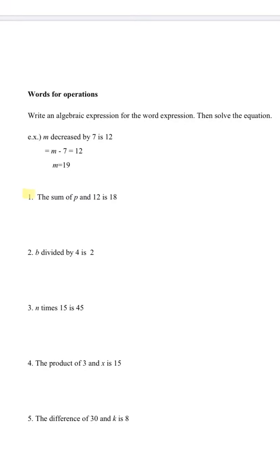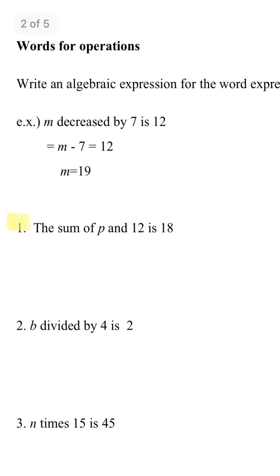page, which this time we're going to write an algebraic expression for the word expression. Okay, so let's look at the example problem. It says variable m decreased by 7 is 12. And for our first answer, we get m minus 7 equals 12. And then when we solve for it, we get m equals 19.